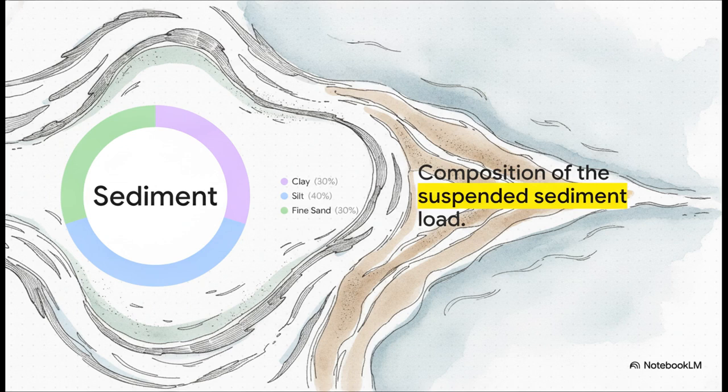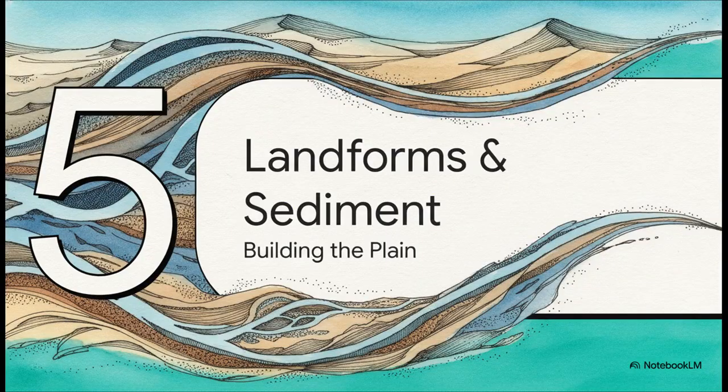Because it's so fine, the river can carry it for thousands of miles. But the exact moment the river hits the sea and loses momentum, this precise mixture settles out and builds the delta structure.